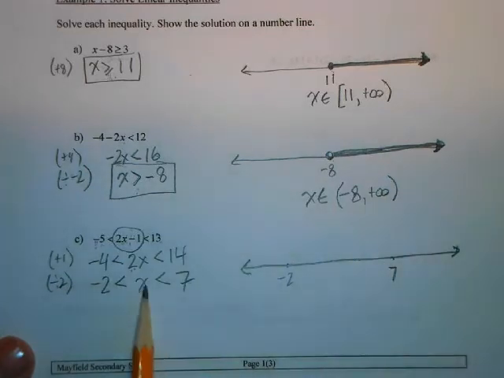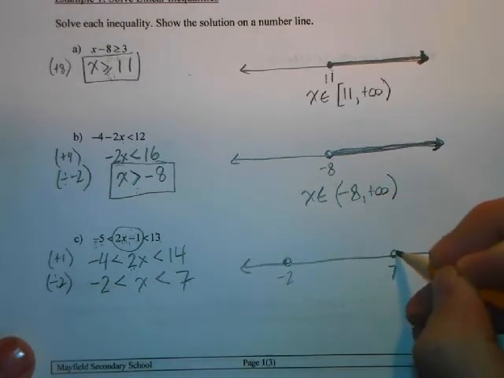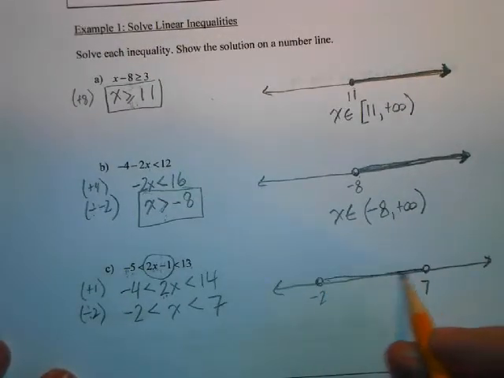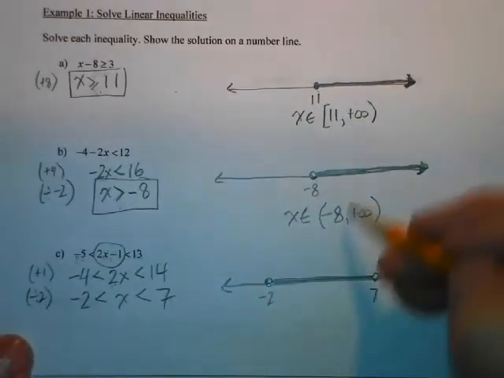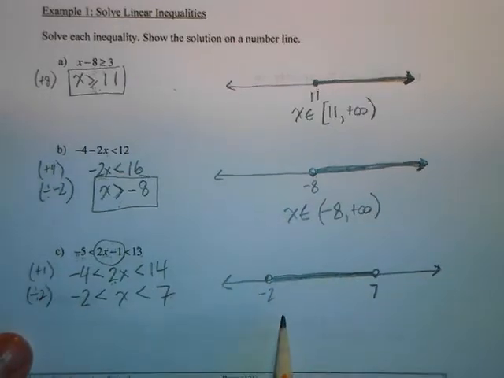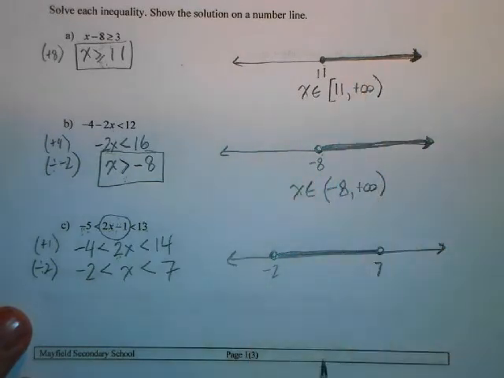Okay, now this is saying that x can be any number between negative 2 and positive 7, but it doesn't include those numbers because it doesn't have the equals. So these will be open circles, and then I'm going to shade in everything between negative 2 and 7. This is the first one we've seen with a beginning and an end in the interval for the solution. The other 2 went on forever in some direction.